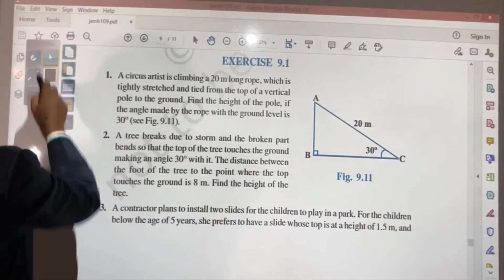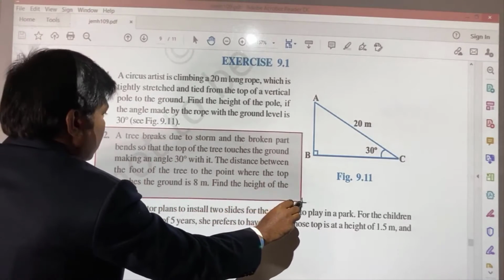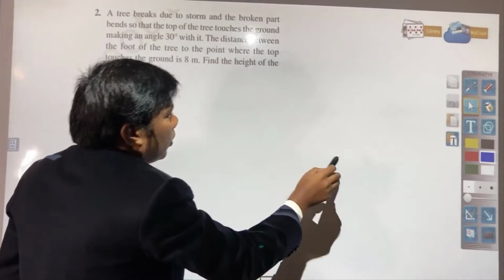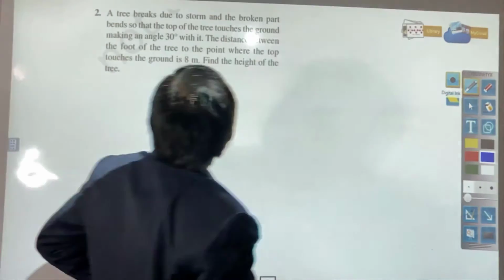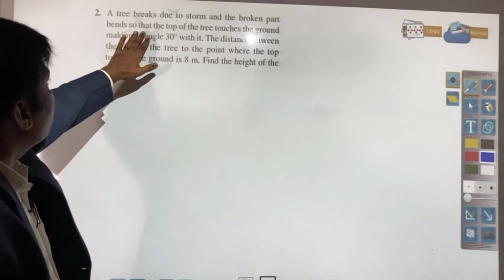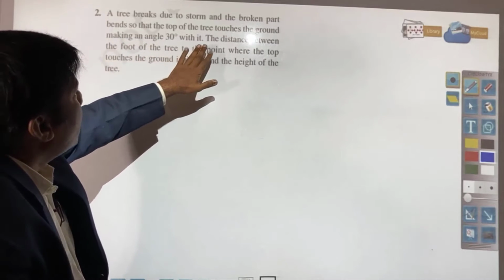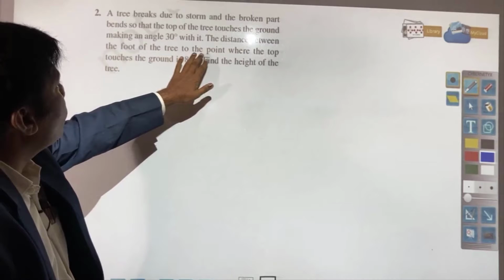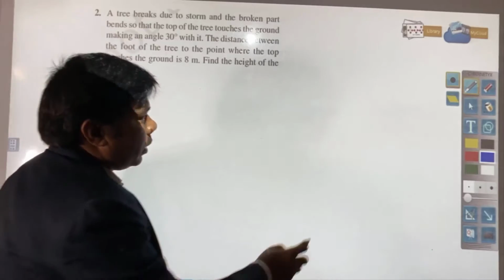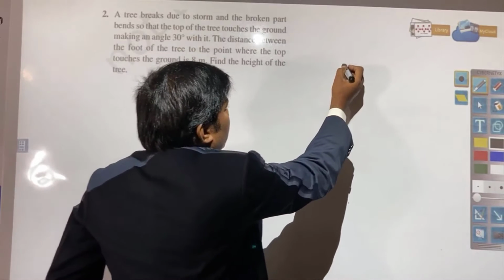Next question you see. A tree breaks due to storm and the broken part bends so that the top of the tree touches the ground, making an angle of 30 degree with it. The distance between the foot of the tree and the point where the top touches the ground is 8 meter. Find the height of the tree. I will draw the figure. A tree breaks due to storm. Suppose this is your tree.